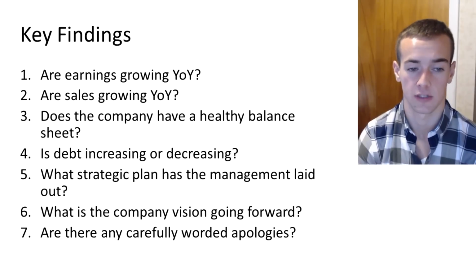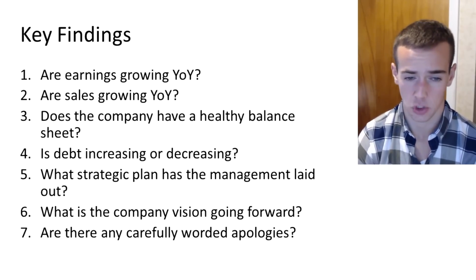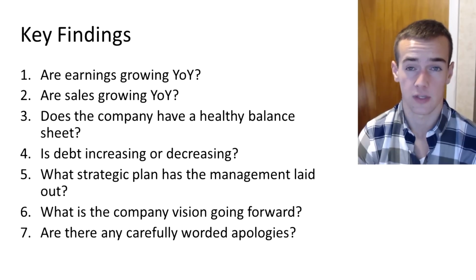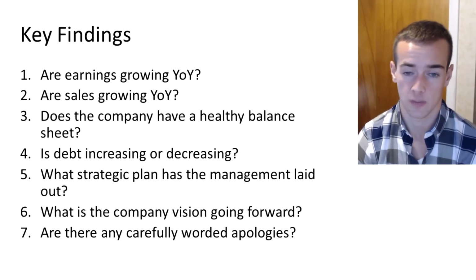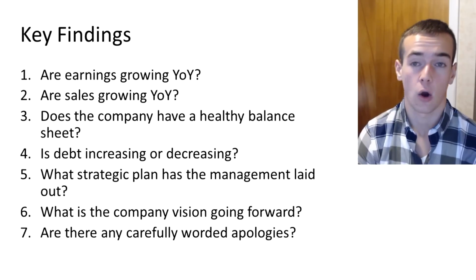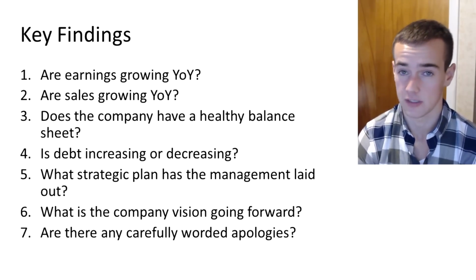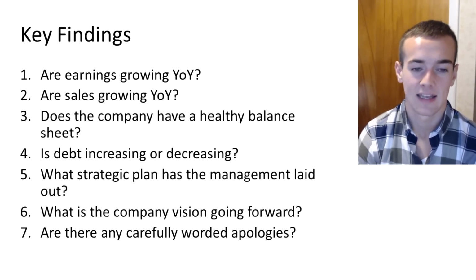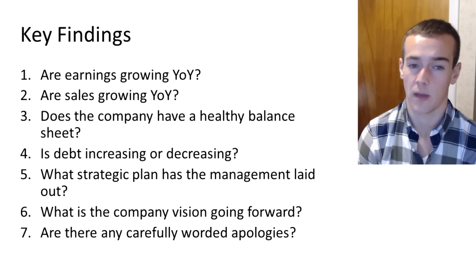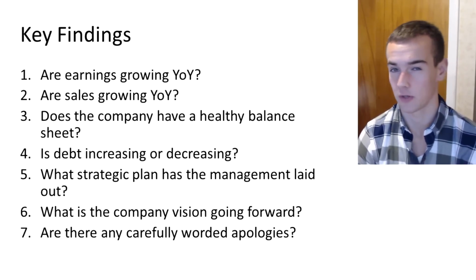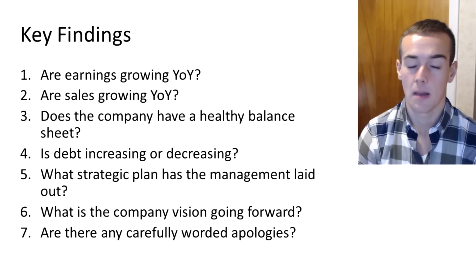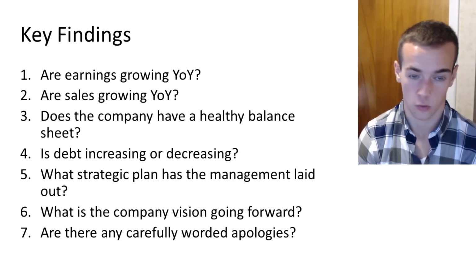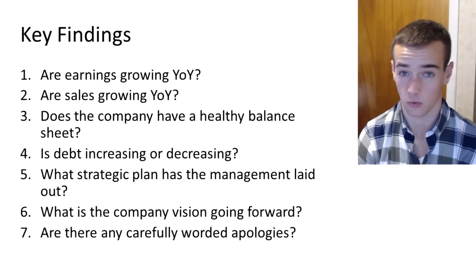Number six ties in with this as well. What is the company vision going forward? And number seven, this ties in with what Warren Buffett says about whether or not management is honest with shareholders. Are there any carefully worded apologies involved in the annual report? Make sure if you see that you investigate, and if they're apologizing for any reason or carefully structuring an apology, this is a good indication of whether or not management is being honest with the shareholders, or if they're just trying to sweep things under the rug.